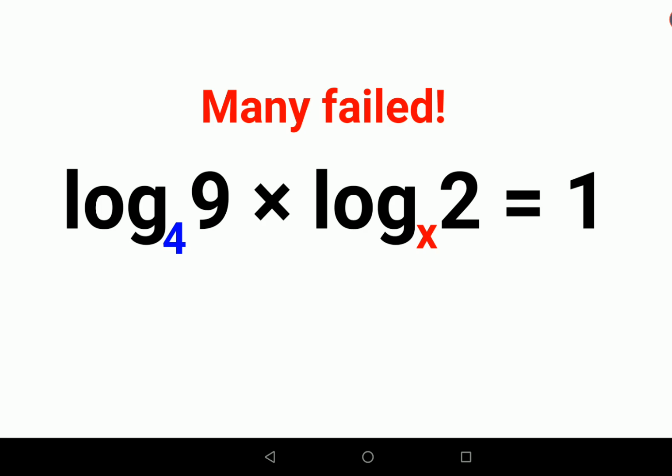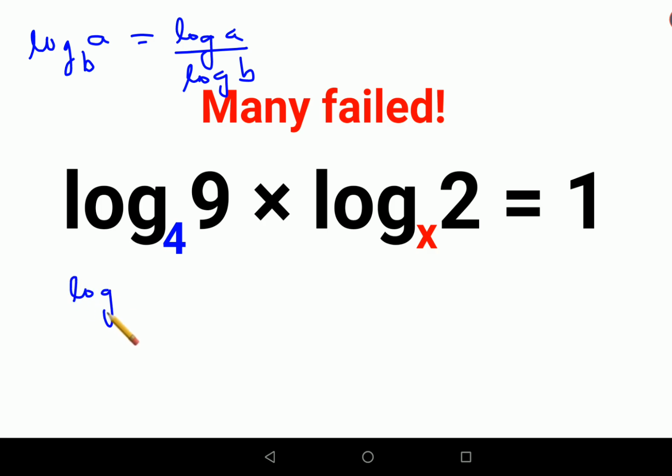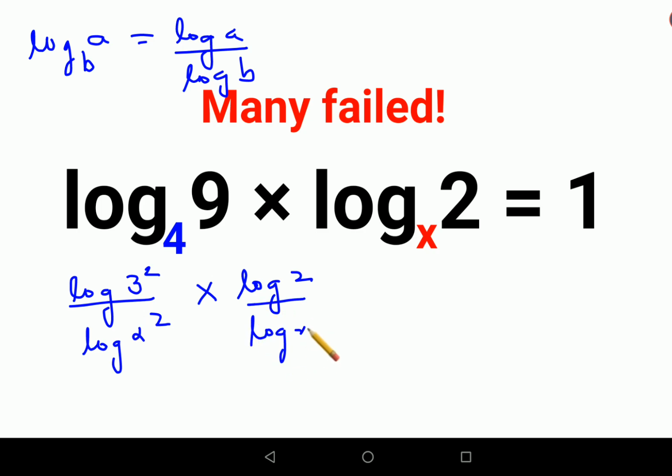One very important thing you need to remember is, whenever you have log of a to the base b, you can write it as nothing but log of a upon log of b. So here this becomes log of, see, 9 can be written as 3 square, and 4 can also be written as 2 square, into log of 2 upon log of x.